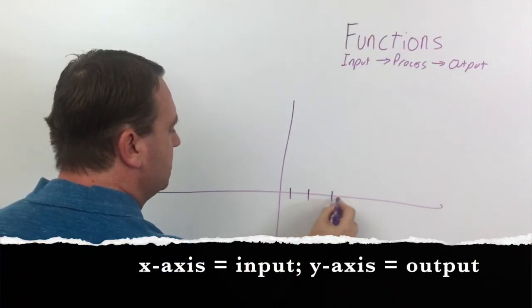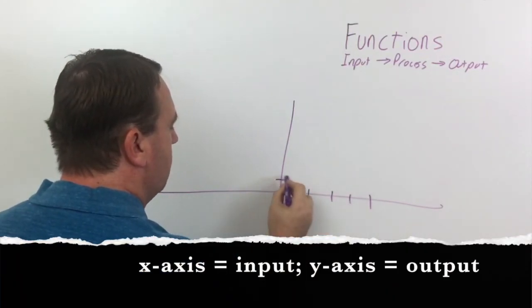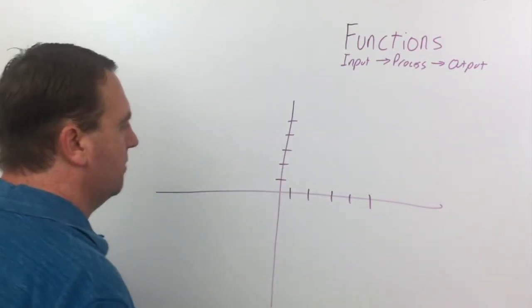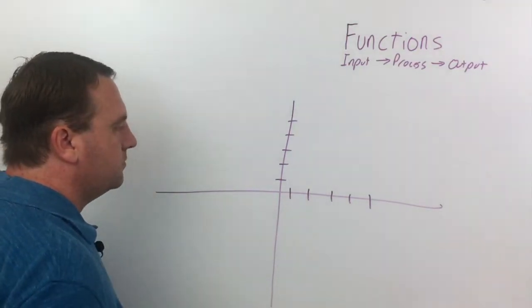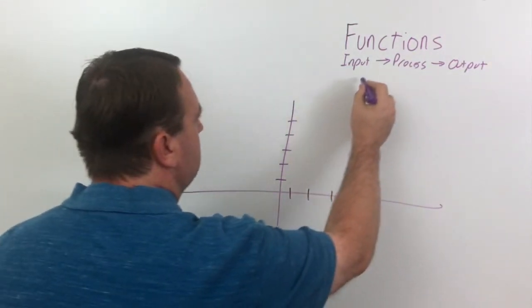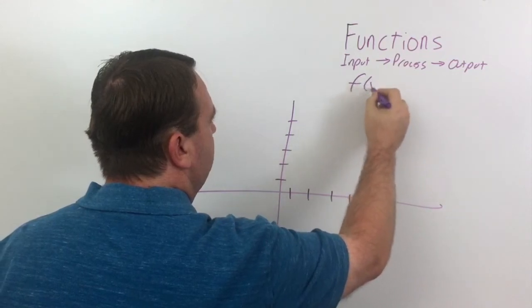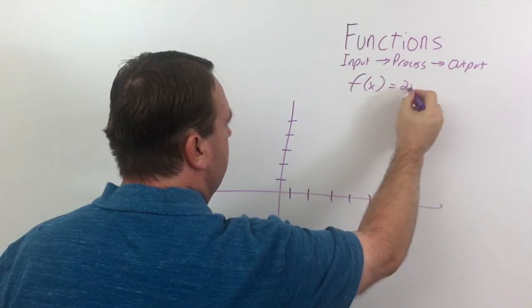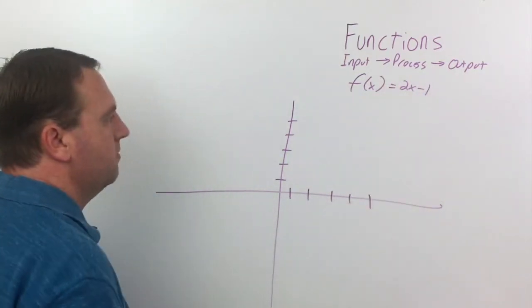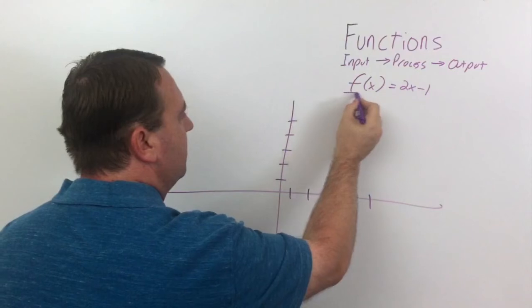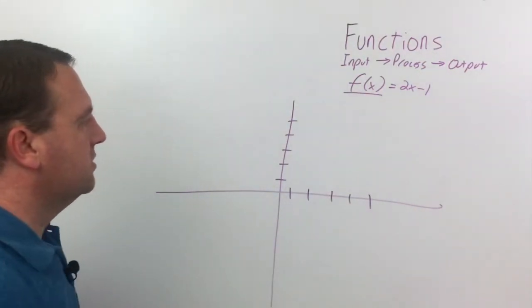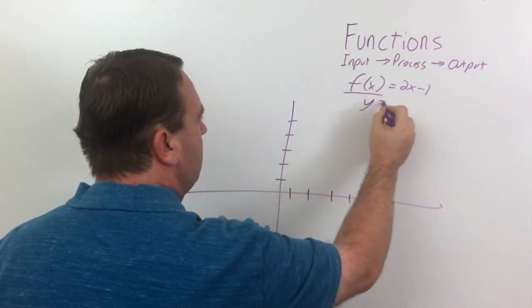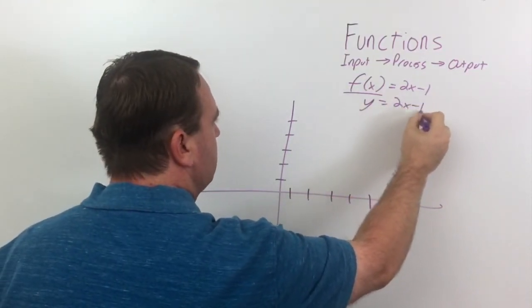We'll say that x is our input and y is our output. Okay, so let's use the function f of x equals 2x minus 1. Okay, now f of x, we usually graph the output of the function as our y value. So this would be the same as saying y equals 2x minus 1.